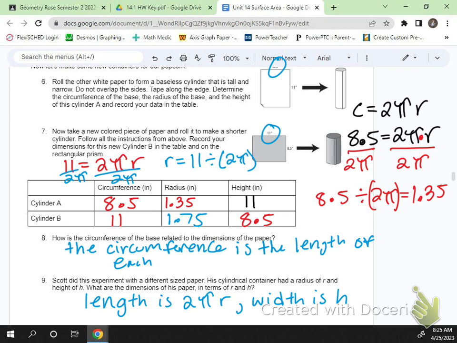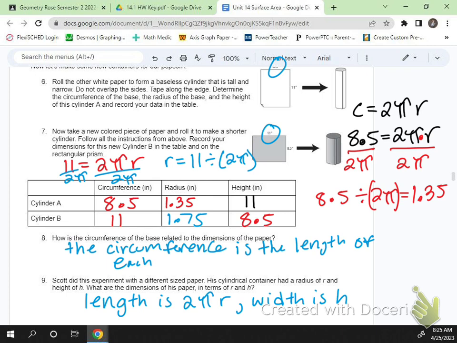Number 10 is going to ask us to imagine adding lids. I think you already answered this for me. If I add lids, what shape are they? Circles. So guess what? Last thing we got to do. We got to find the top and the bottom and add it. So let's do it. Are you ready for 10?